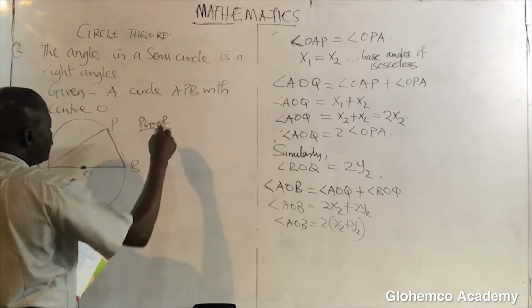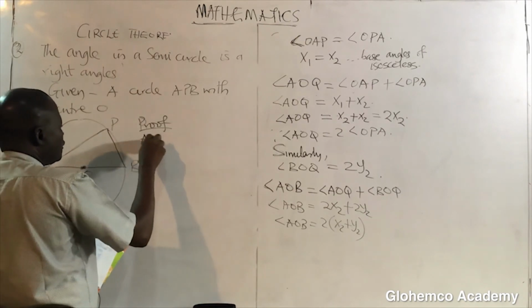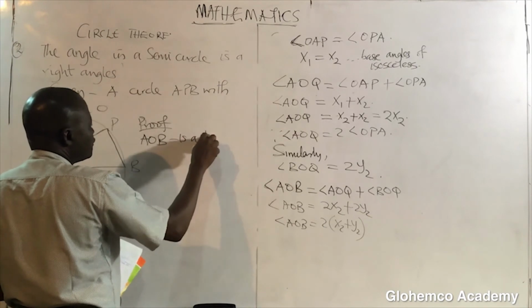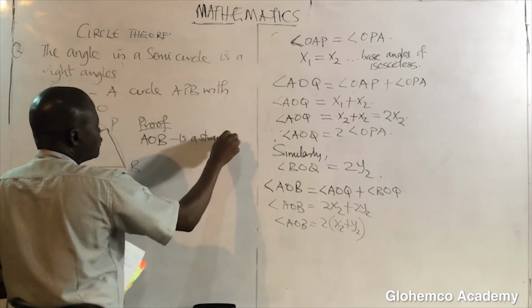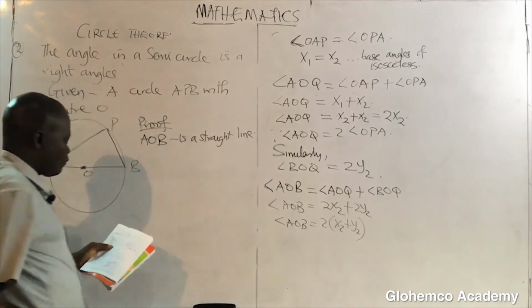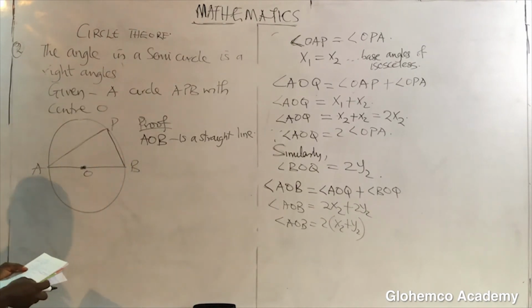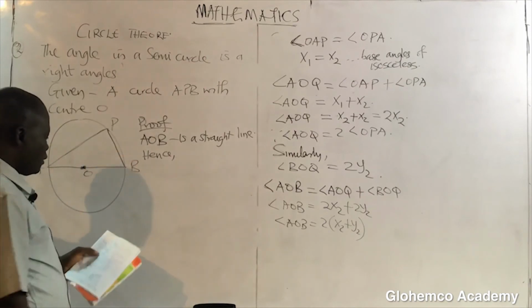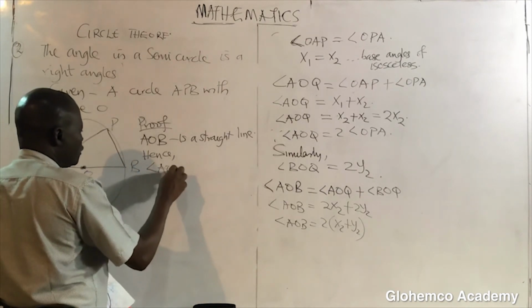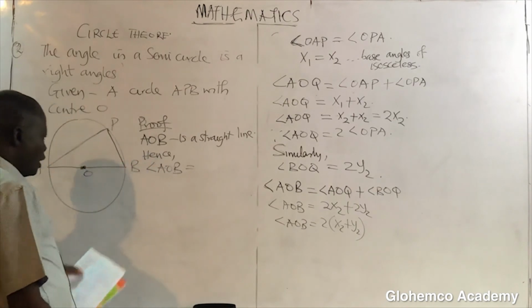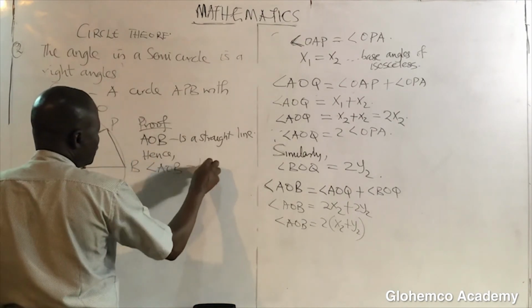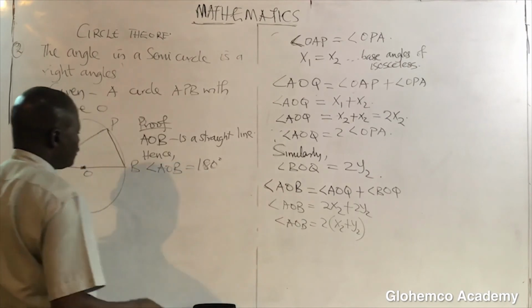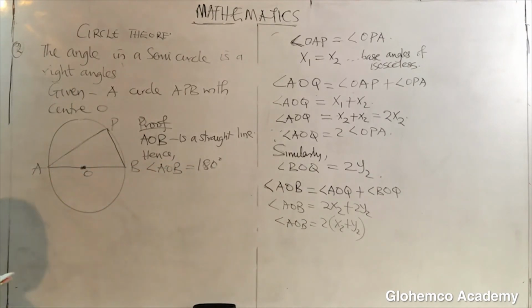Our proof now is that AOB is a straight line. Hence, angle AOB will be 180 degrees.